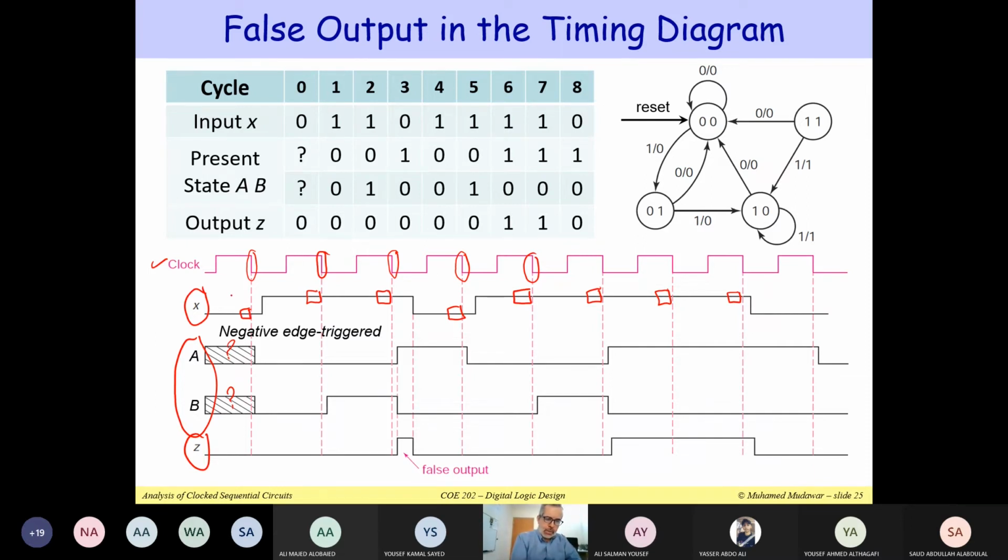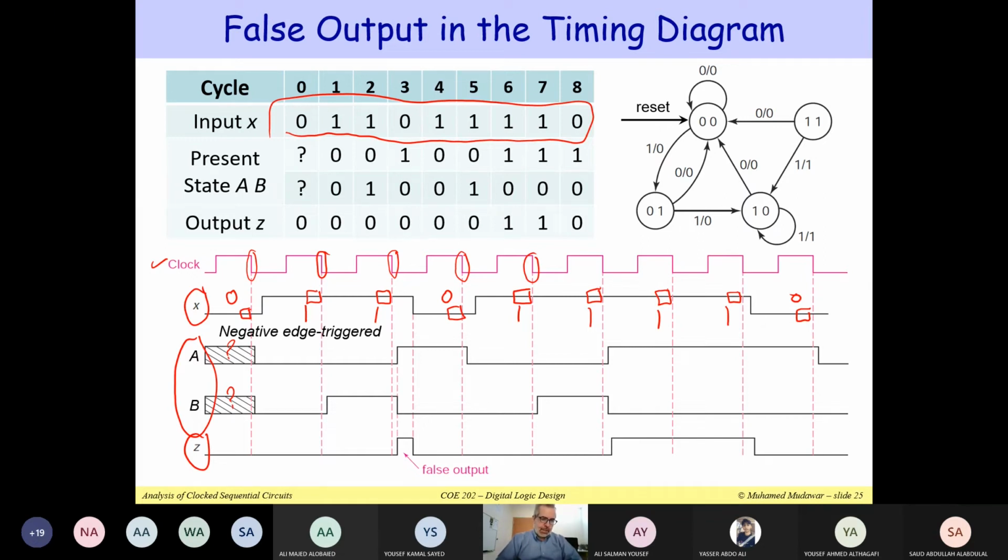So here X is equal to 0. This is X is equal to 1. This is 1. This is 0. This is 1. This is 1. This is 1. This is 1. This is 0. As shown here on top. So I'm showing them here, but you can see it in the timing diagram very clearly. This is the value of X just before the negative edge of the clock.